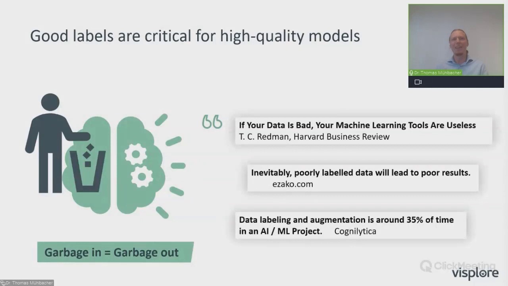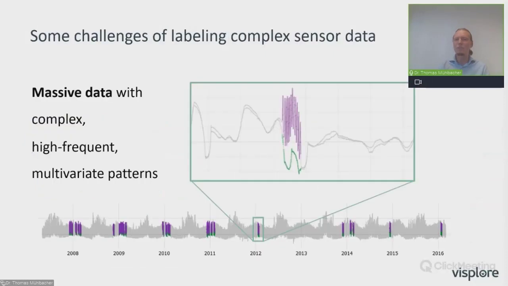Now, as you said, having good input data is key, but that's easier said than done. Labeling sensor data can be quite challenging for several reasons, actually. Sensor data is typically massive, and it may have complex patterns. In the worst case, they are high frequent and multivariate. What does that mean?